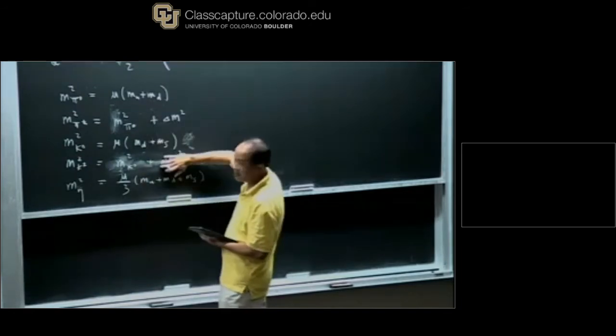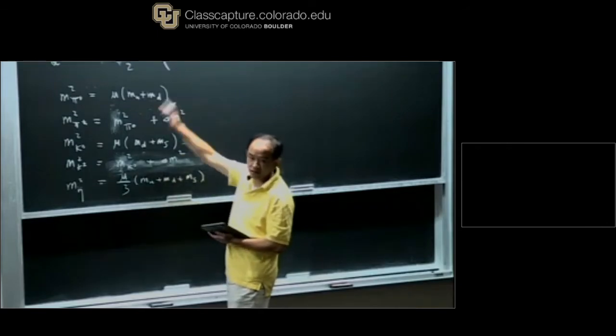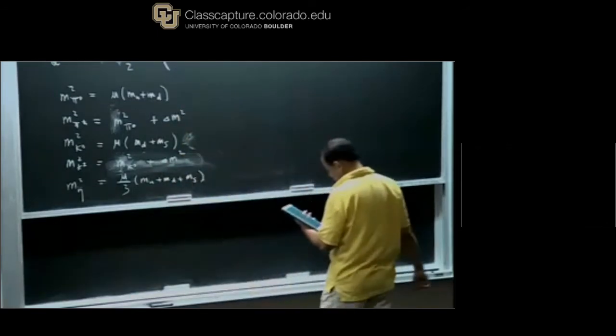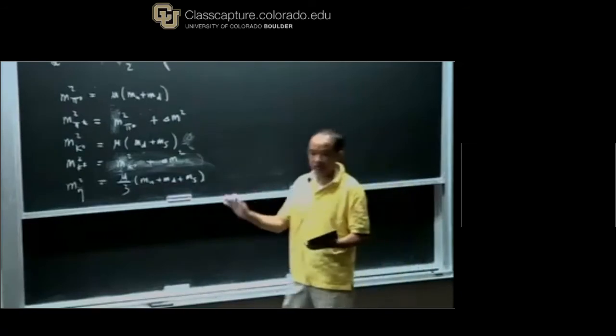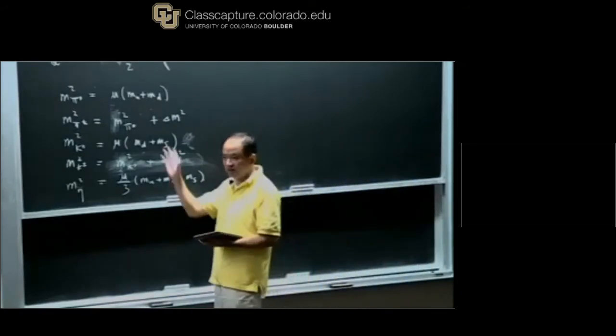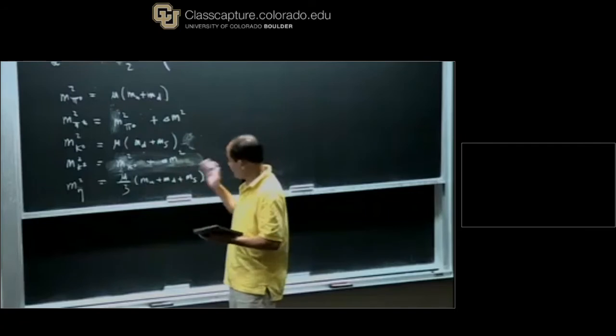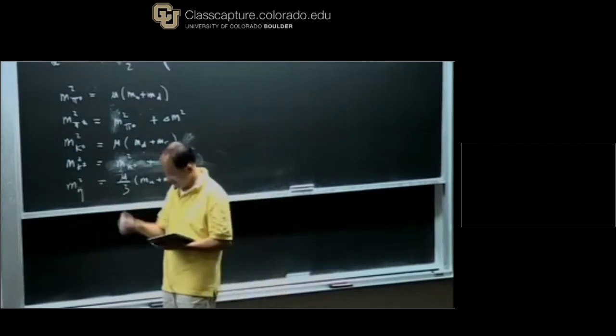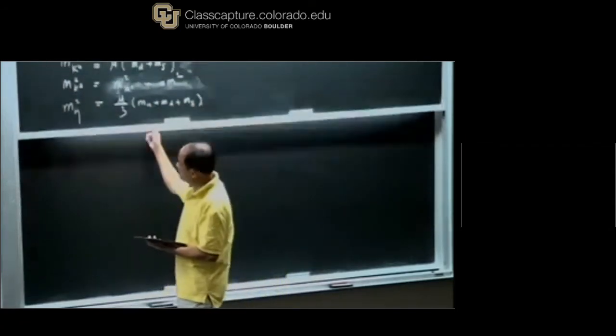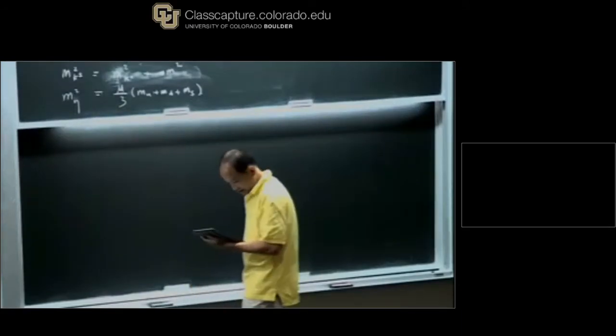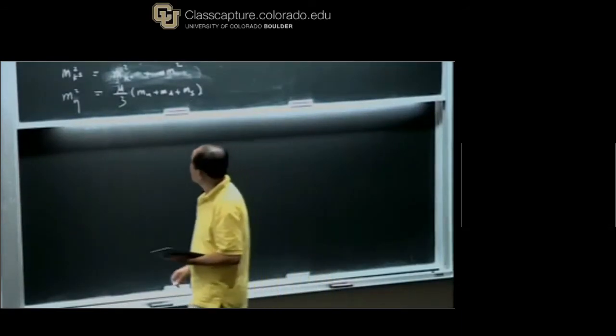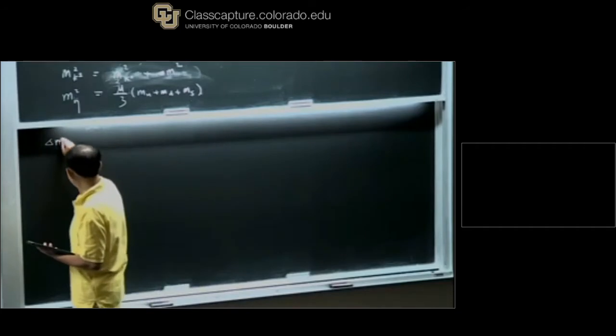So ignore delta m squared for the moment. You can calculate this, and they actually agree with the experiment to a few percent. So this works pretty well, despite some initial doubt about whether this works out. And now let's come to this delta m squared.